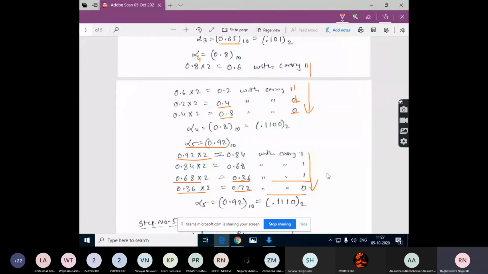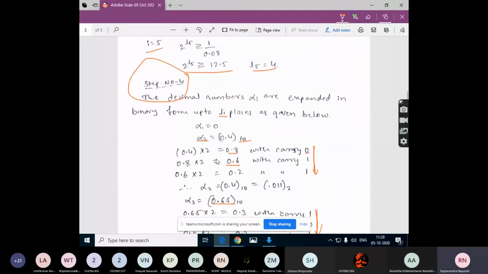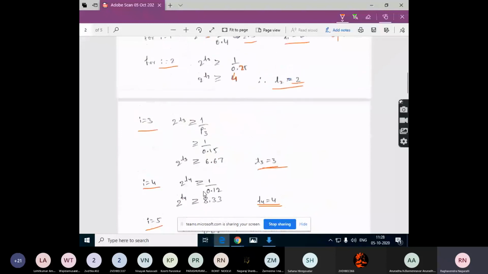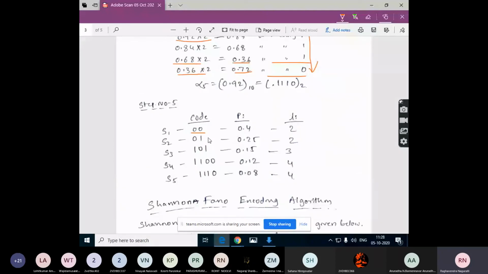In step 5, remove the binary points to get the desired code for LI places, right? Yes, sir. So for alpha 1, we have 0, and L1 is 2. So L1 is equal to 2, we have alpha 1 is equal to 0. So 00, up to 2 places we are expanding that 0 value. So 00 up to 2 places for the first symbol, 0.4 probability.